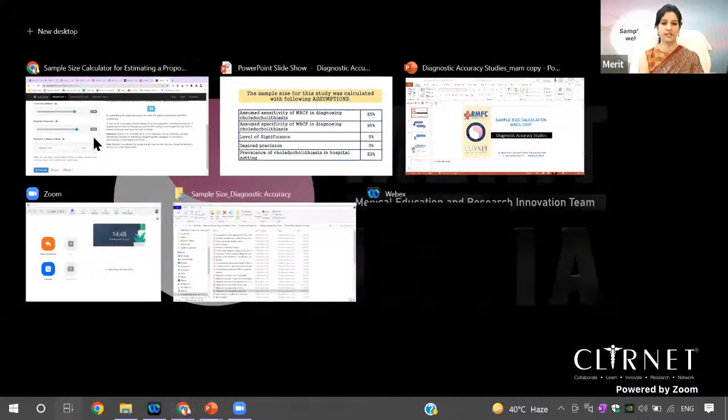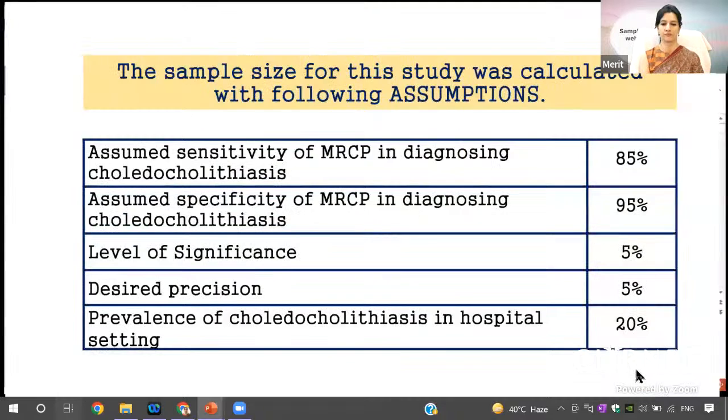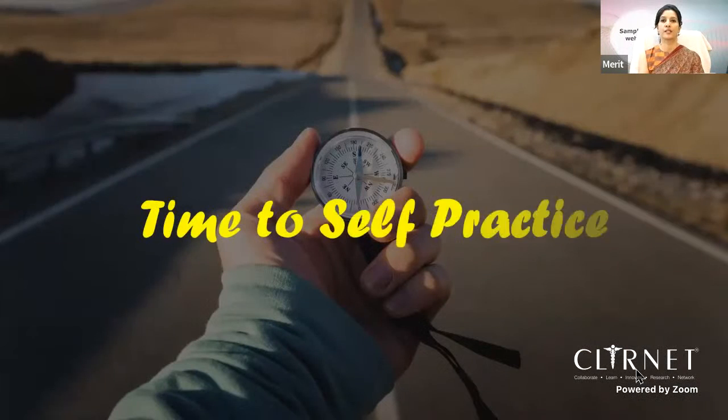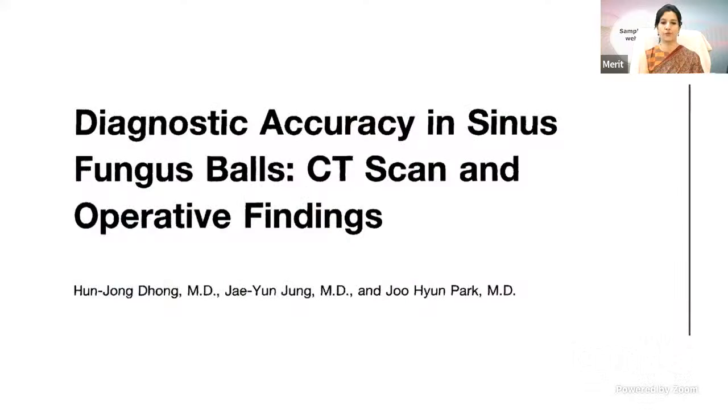Now let's see. Now it's your time to do the calculation. So for you, this is one example: diagnostic accuracy in case of a fungal ball. And here the diagnostic accuracy is of the CT scan. So the gold standard is the operative finding, and CT scan is the diagnostic, the index test.